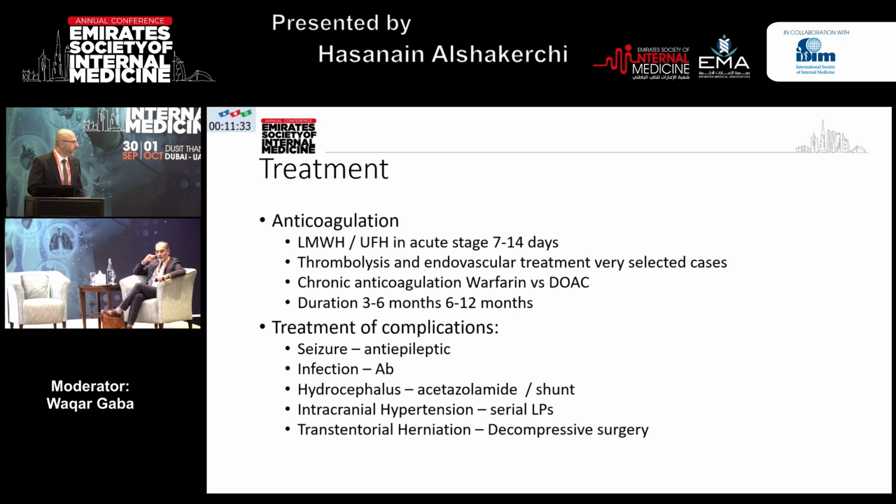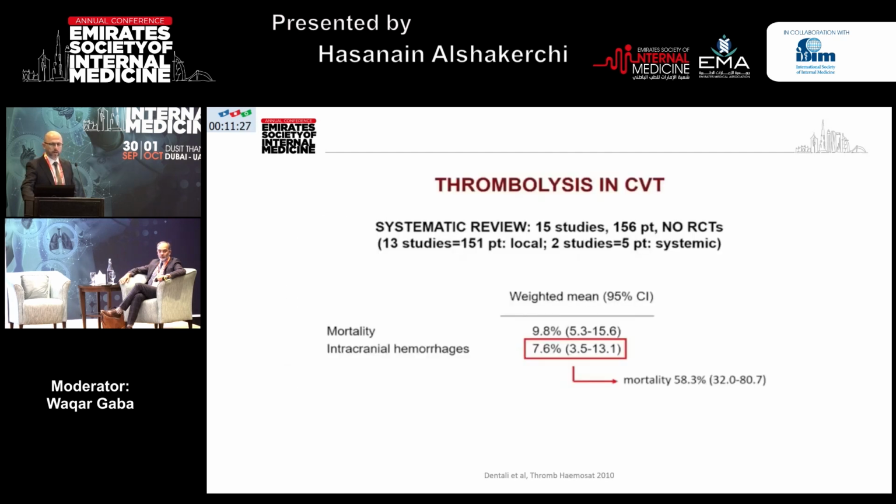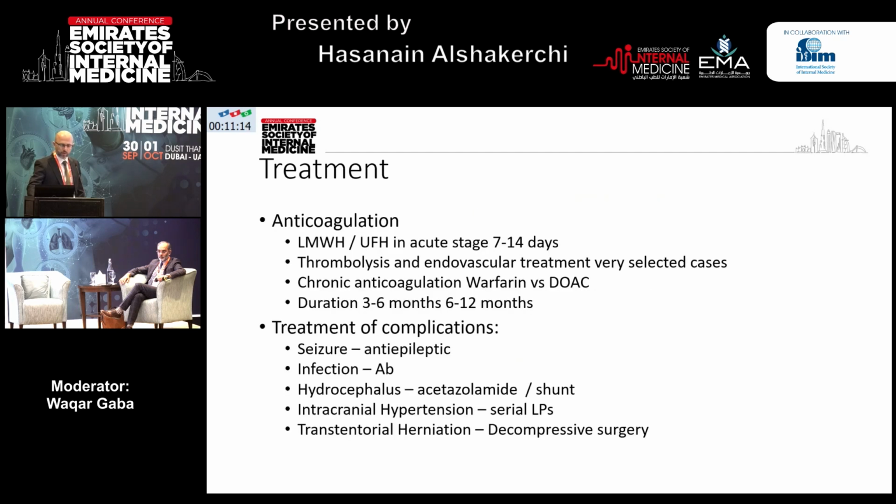The others, like thrombolysis and endovascular treatment, are for very selected cases. The evidence from thrombolysis is that it does improve recanalization. However, it's associated with a much higher rate of mortality. Hence it needs to be used only in selected cases. After the acute phase, you then decide about the anticoagulation, and I'll talk about, for example, warfarin and DOAC.